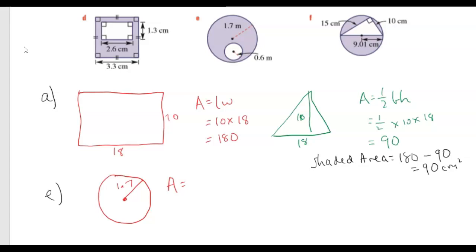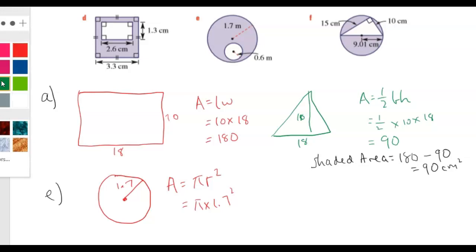So the area of the circle is pi r squared, and that's going to be pi times 1.7 squared. Now you could do that at this point in your calculator, but it's a good habit to get into to not do your rounding until the very end. So I'm going to just leave it as that for now. And I'm going to just get my green.